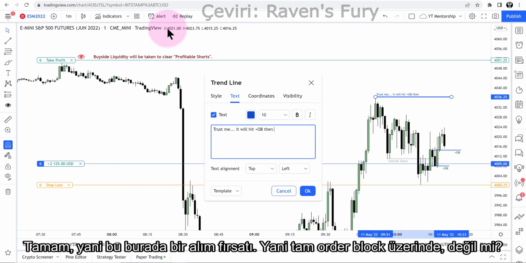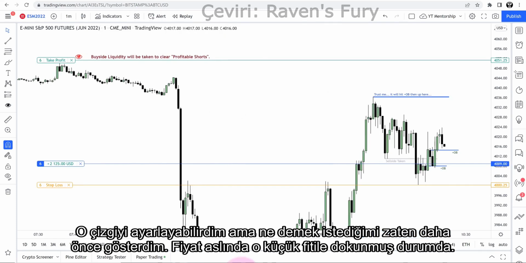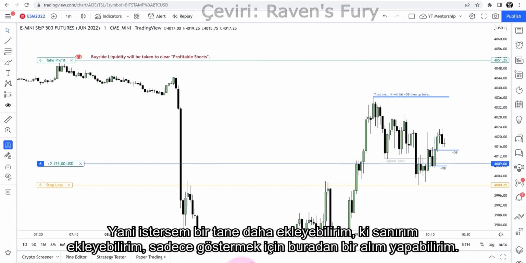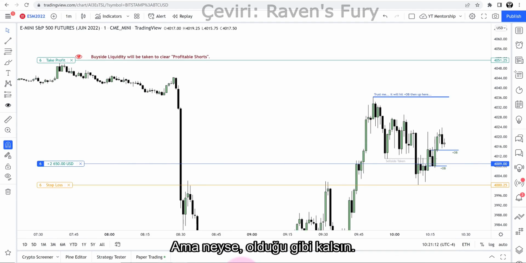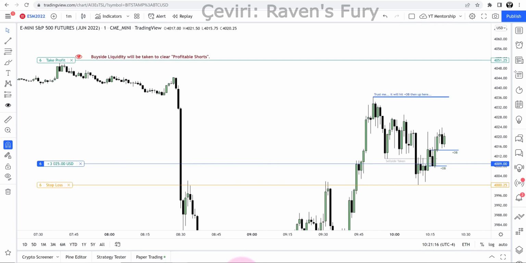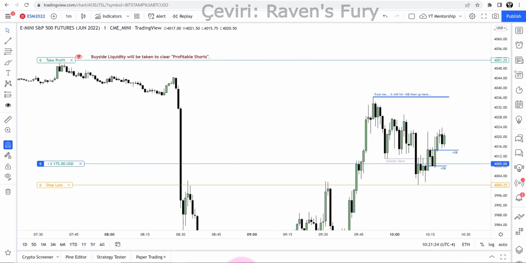So order block right there. All right, I would adjust that line, but I've already outlined what I'm saying here. It's basically touched the little wick. So if I wanted to add one more, which I guess I could buy one here just to prove the point, but it is what it is. Let's assume that this is all we're going to build on. I want to see it rally higher from here. Notice I'm not in a hurry to rush my stop loss up.